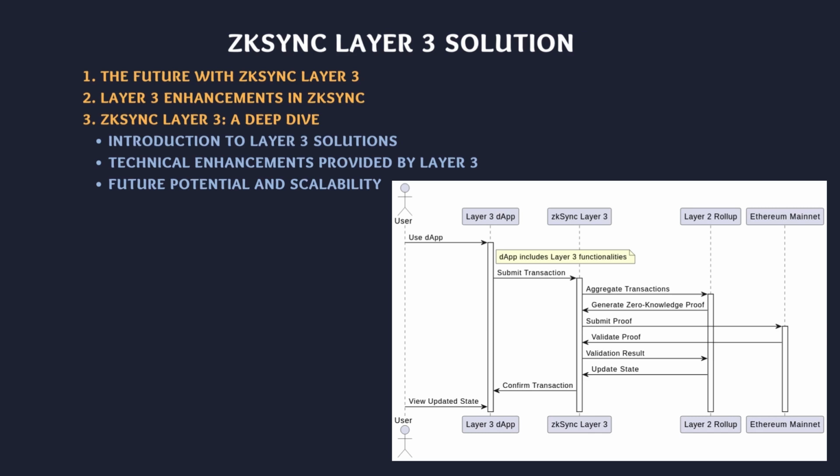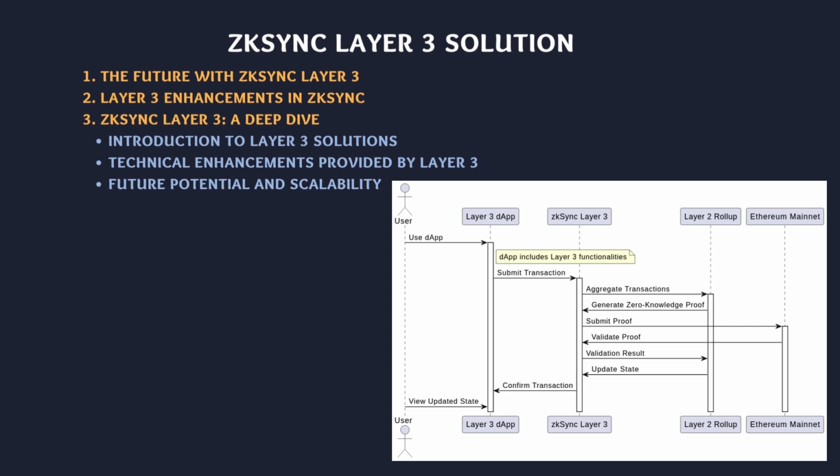While Layer 2 solutions, like zkRollups, have significantly improved the scalability of blockchain networks by moving transaction processing off-chain, Layer 3 aims to take this a step further. Layer 3 solutions are designed to provide an additional layer of scalability and functionality, enabling more complex operations and greater throughput.